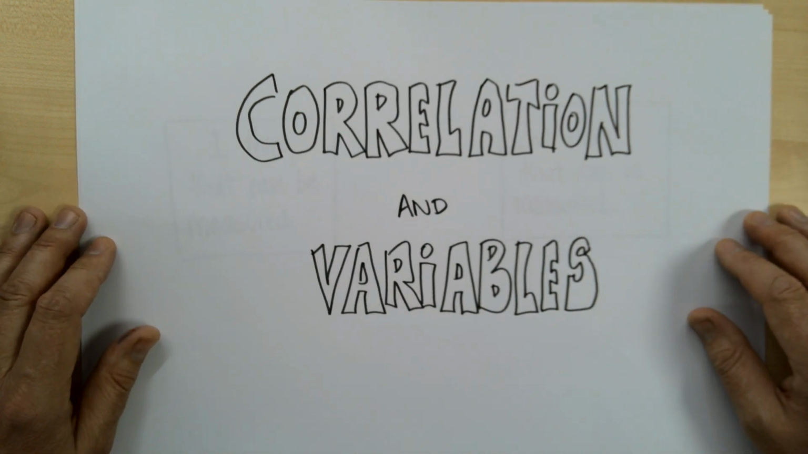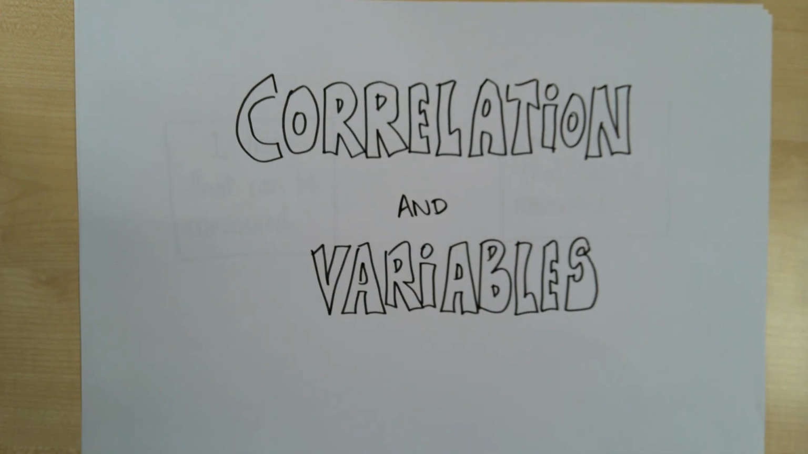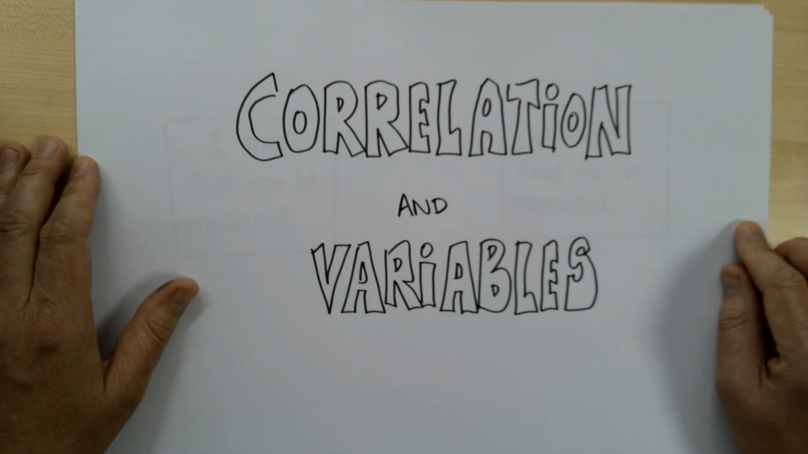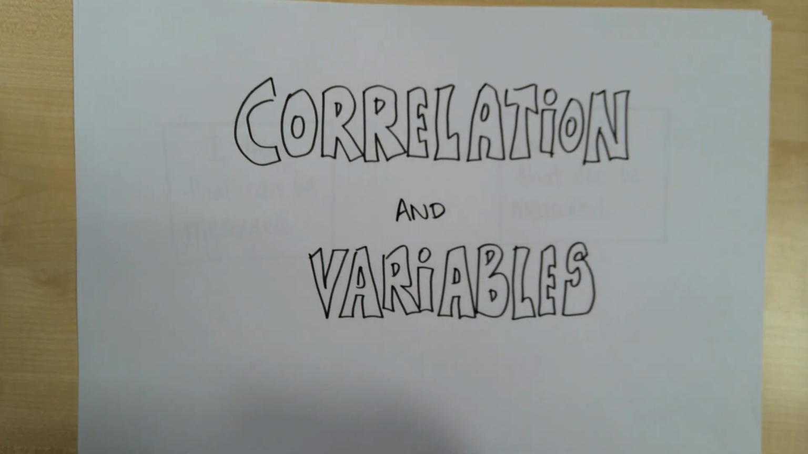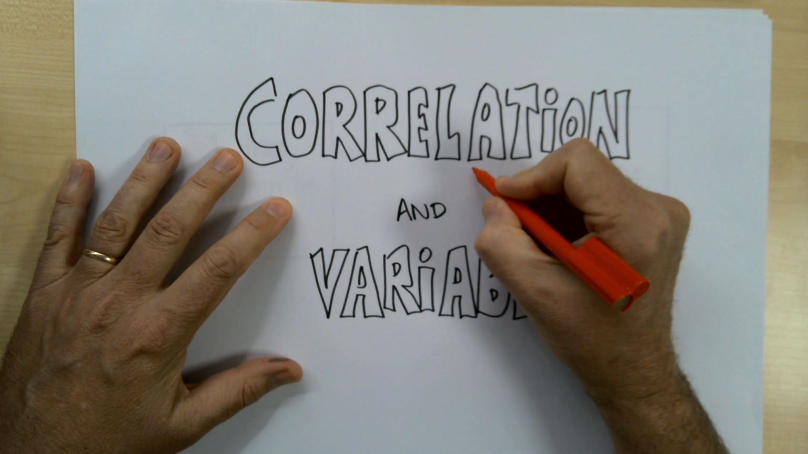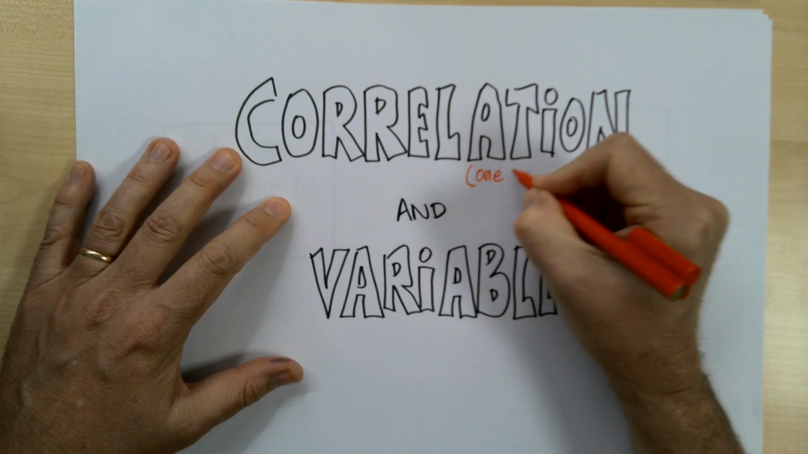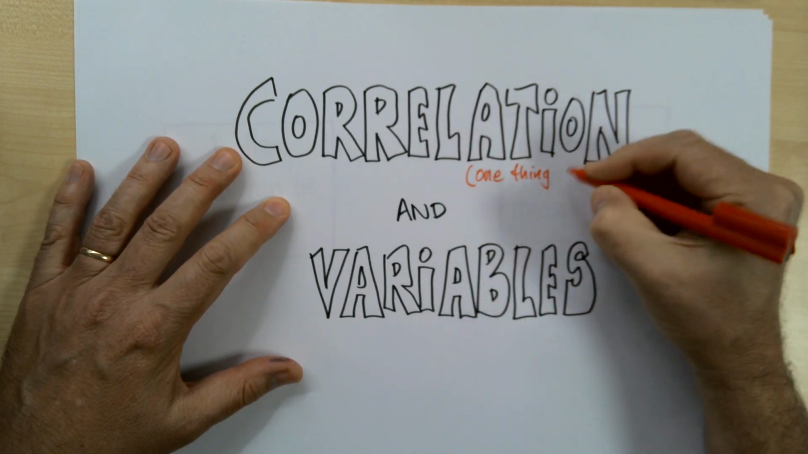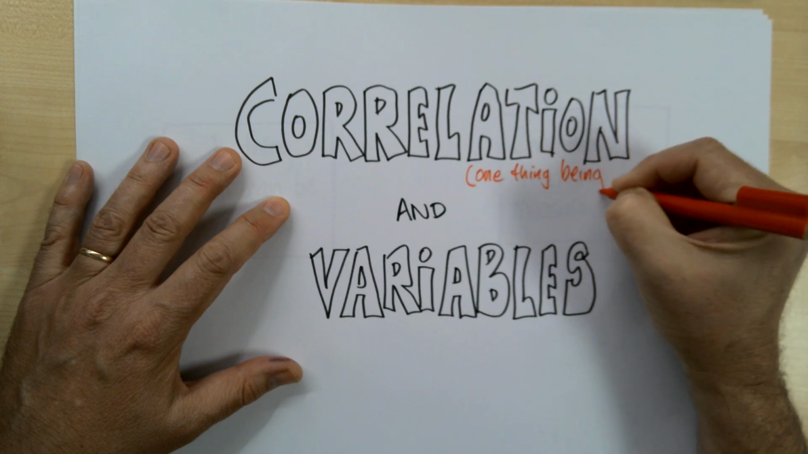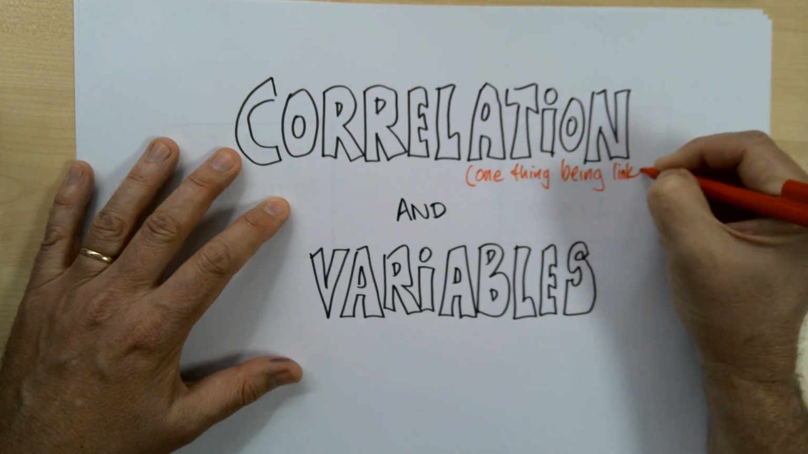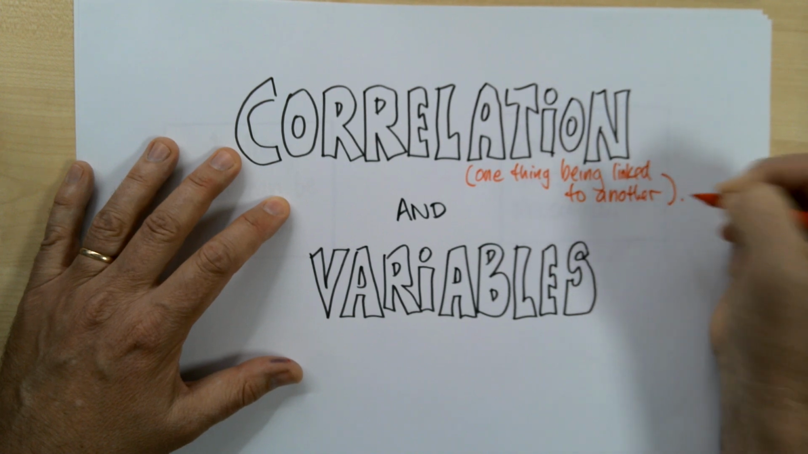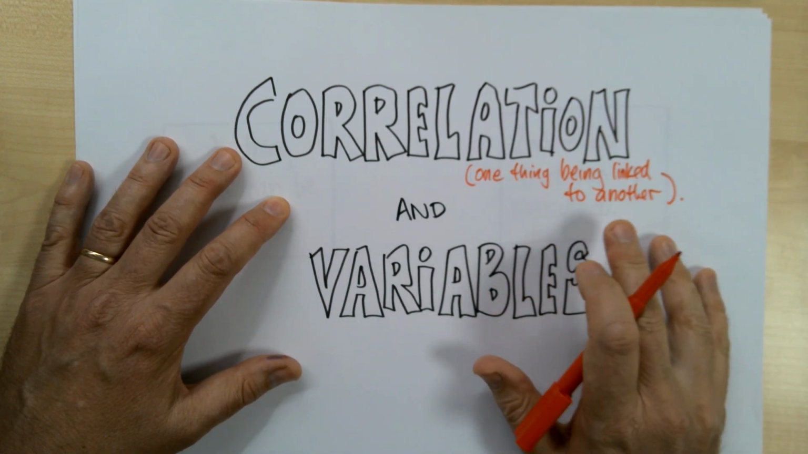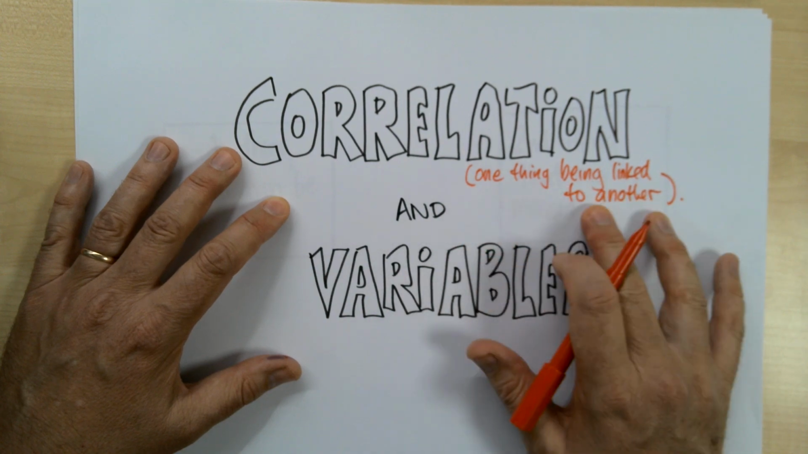Righto, Year 12s. This is the first video for Term 4, so we're going to look at this whole idea of correlation and variables. Big words, but correlation really just talks about one thing being linked to another, whether it causes it or has some kind of relationship to it. If there's a correlation between two things, they have some kind of a link.